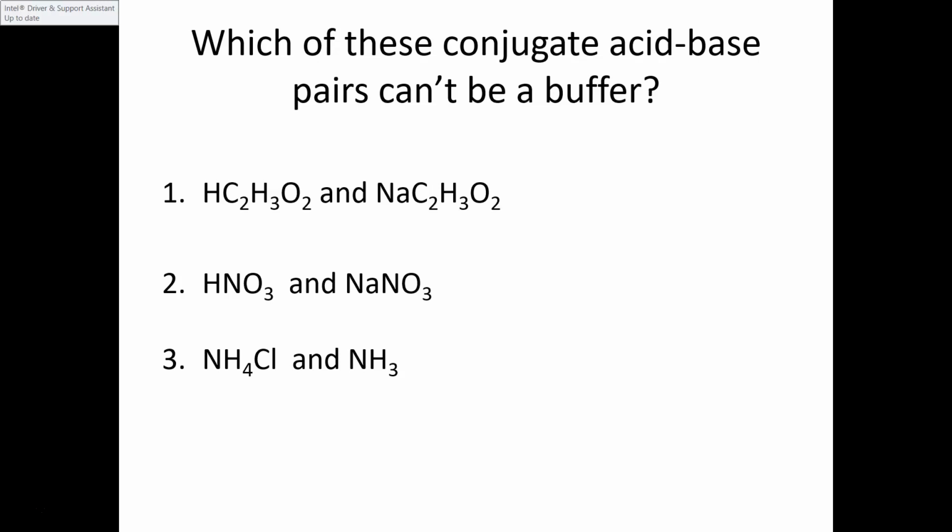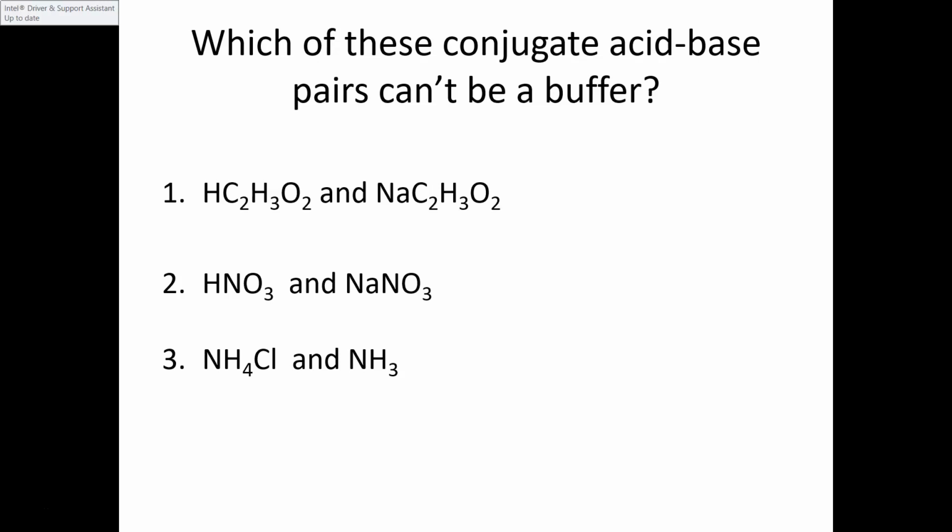Number 2 is formed from nitric acid and sodium nitrate. This is not a buffered solution because nitric acid is a strong acid, and even though it has a conjugate ion there, strong acids do not have equilibrium constants that are less than 1, and therefore this would completely dissociate in water.